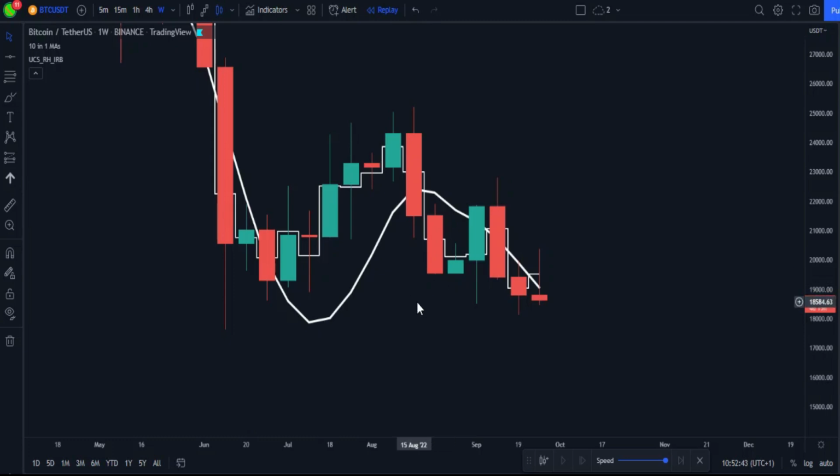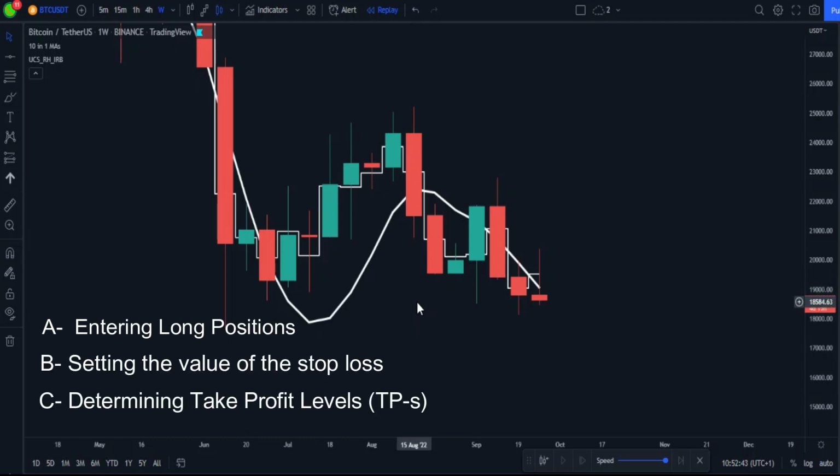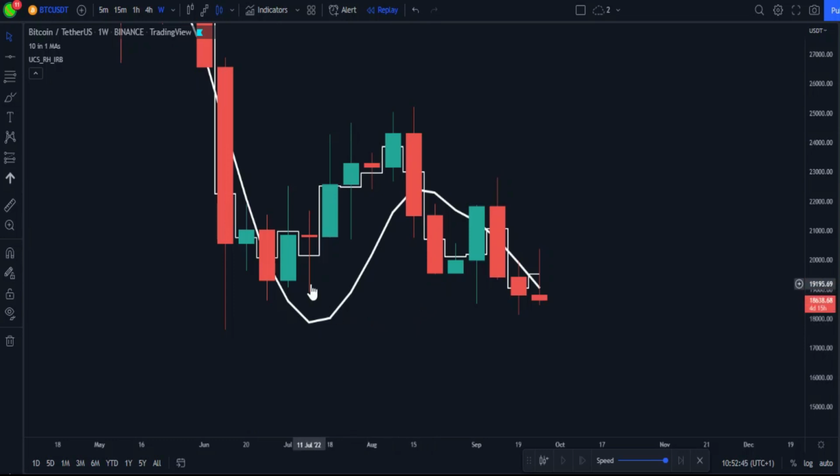As for today's video, we will talk about three things. The first one is entering into buying positions, second, set a stop loss, third, determine profit levels. Well, since this area contains several long candles, let's choose one of them and let it be the red one here because it's easy to understand, then we'll see more complex candles.